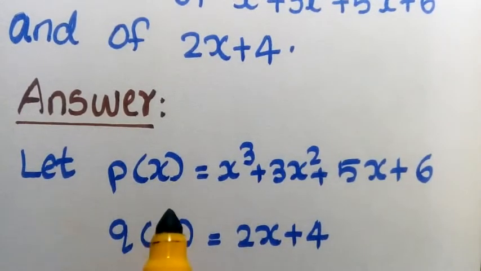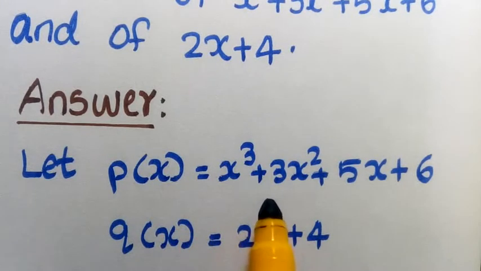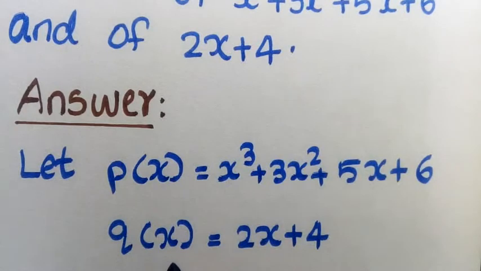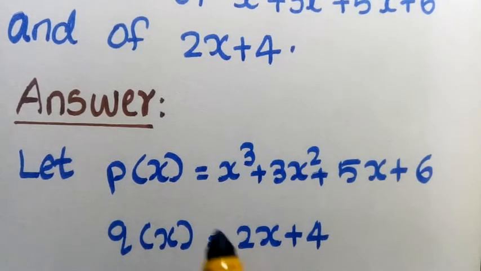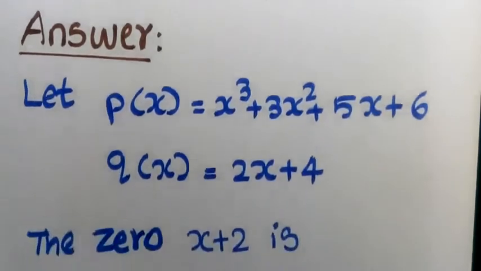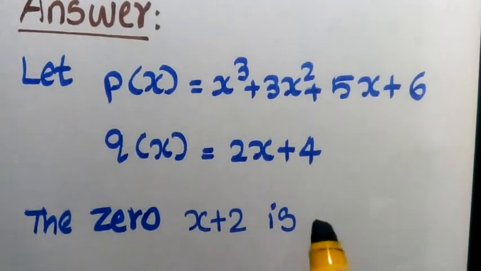Let p of x is equal to x cube plus 3x square plus 5x plus 6 and q of x is equal to 2x plus 4. Children, why we take p of x and q of x? Because both are different polynomials. So for finding the answer, first we need the 0 of x plus 2 because we are going to check x plus 2 is a factor or not. Thus, the 0 of x plus 2 is minus 2.